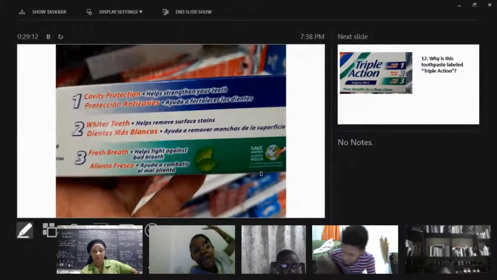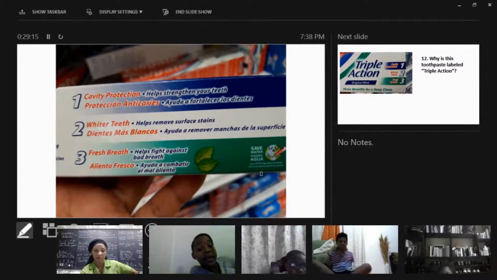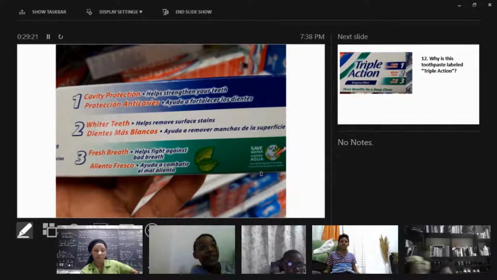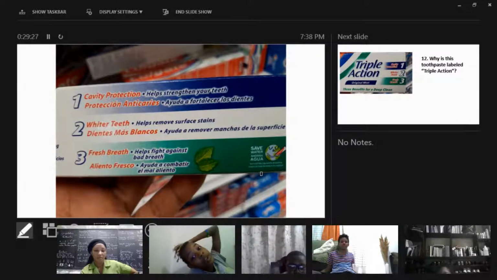Number 1, cavity protection. Helps strengthen your teeth. 2, whiter teeth. Helps remove surface stains. 3, fresh breath. Helps fight against bad breath.